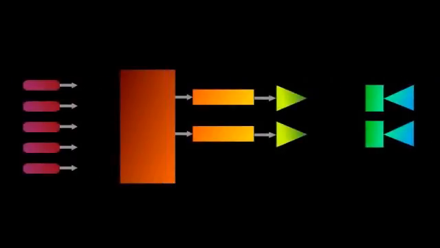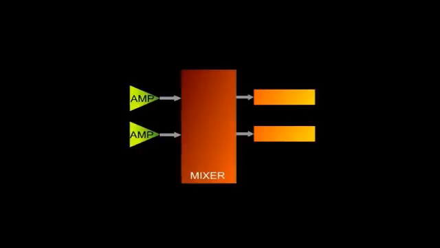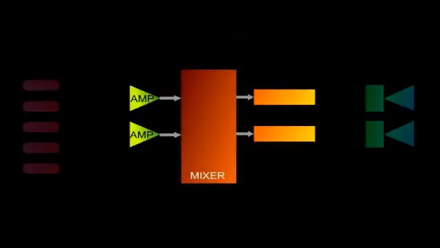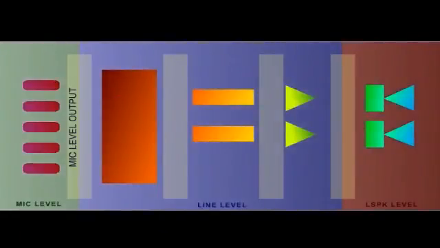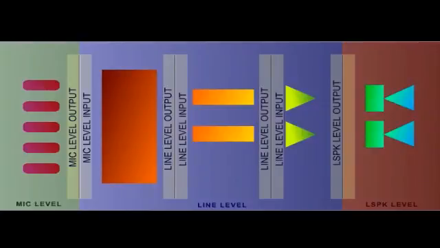For example, plugging a power amplifier's output at loudspeaker level into a mixer's microphone input designed for mic level could cause extreme damage. Mismatching signal levels can be dangerous. Care should be taken to always match voltage levels, mic level output to mic level input, line level output to line level input, and loudspeaker level output to a loudspeaker's input.